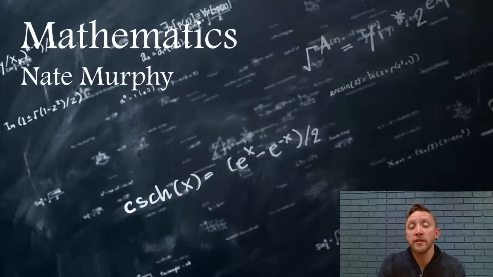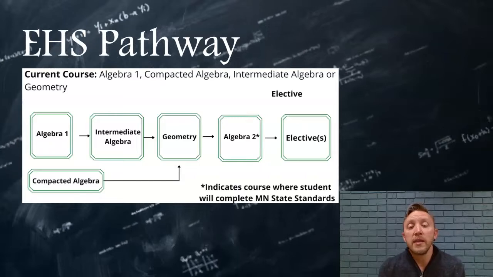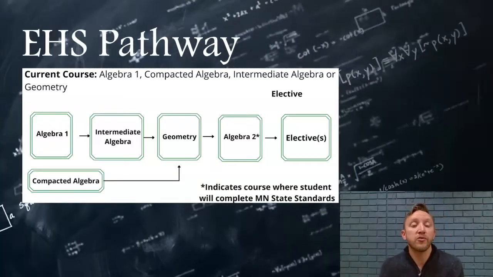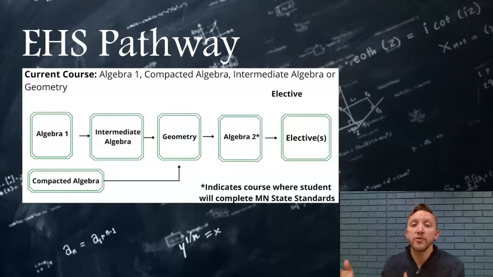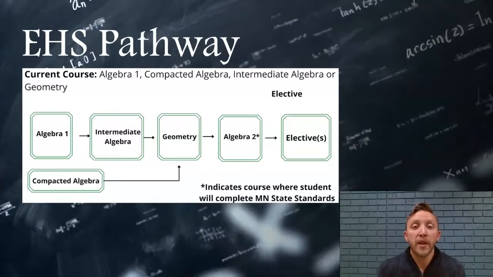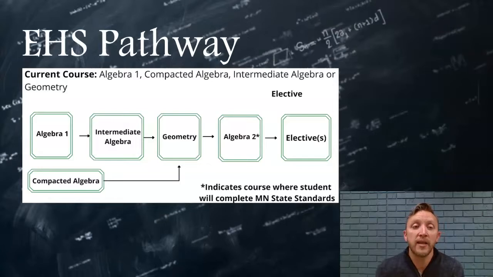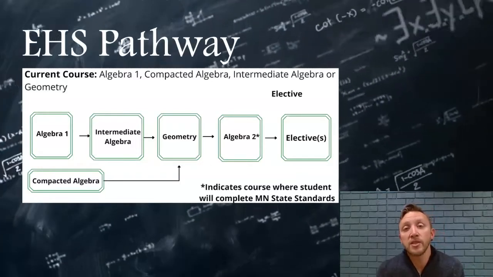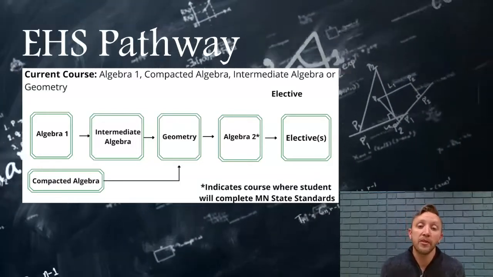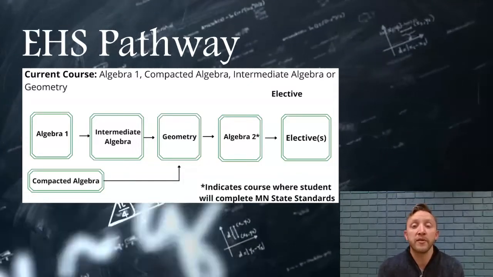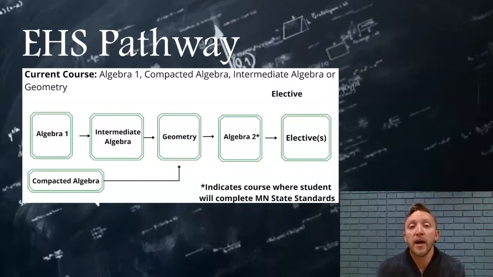So first off, let's look at the list of options. As you can see from this list, this is the standard track that students take as they progress through math here at the high school. Most students start out in intermediate algebra in ninth grade, then move to geometry in 10th grade, then Algebra 2 as a junior, and then they're able to pick from different electives, which we'll get to in just a minute, as a senior.